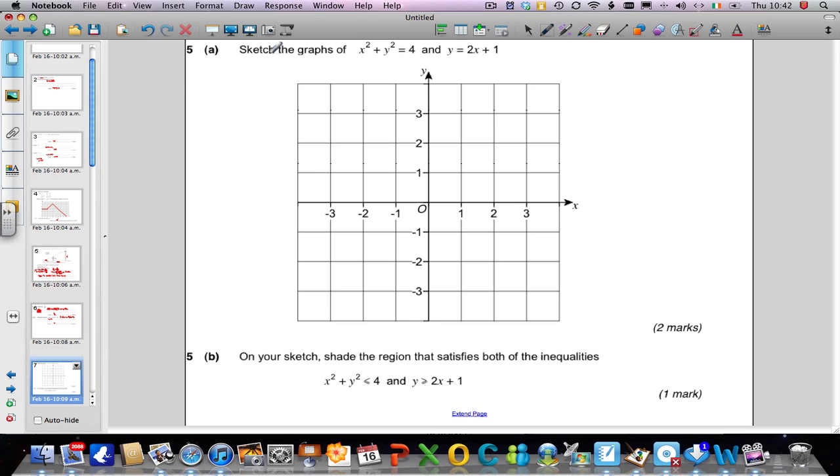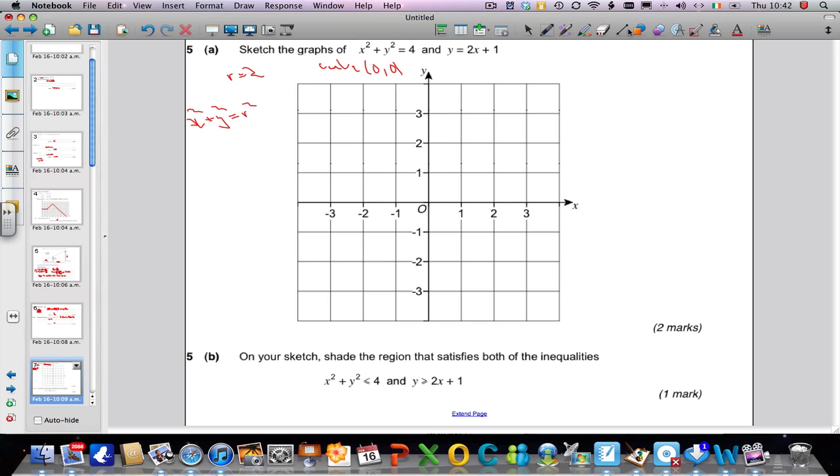Alright, question 5. We're asked to sketch the graphs. Okay, well, looking at this, x squared plus y squared equals 4. Hopefully you know from your coordinate geometry of the circle that this is a circle with center 0, 0, and radius of 2. How do I know the radius is 2? Well, the general formula is x squared plus y squared equals r squared. r squared is 4. That means r must be 2.